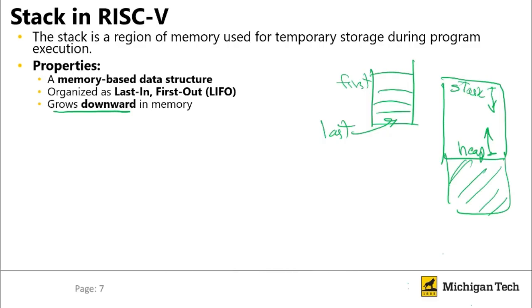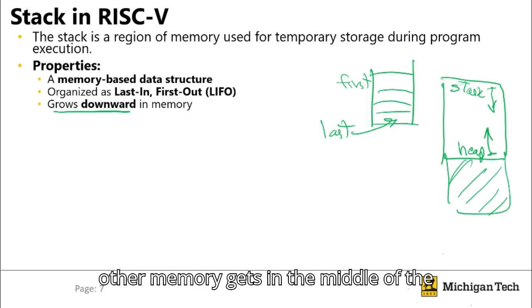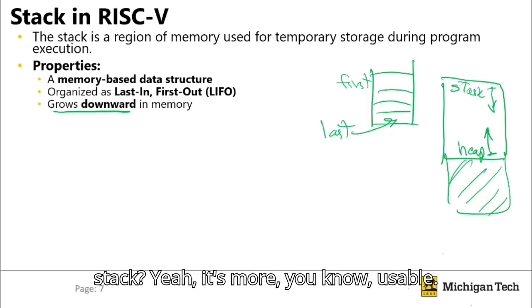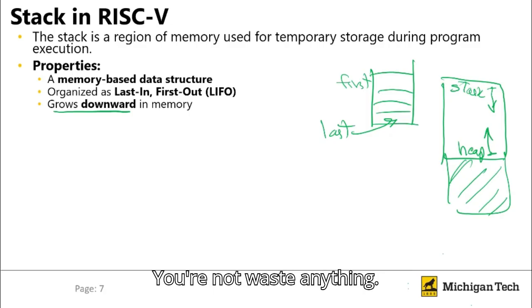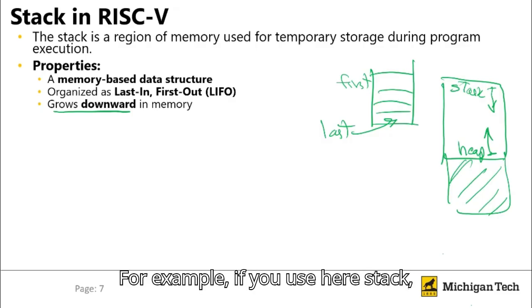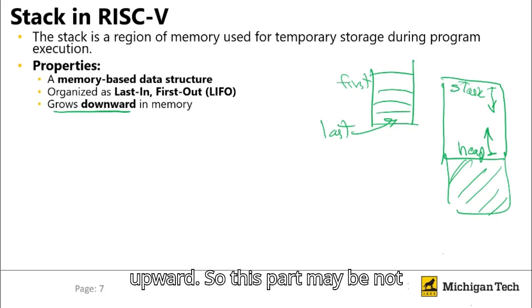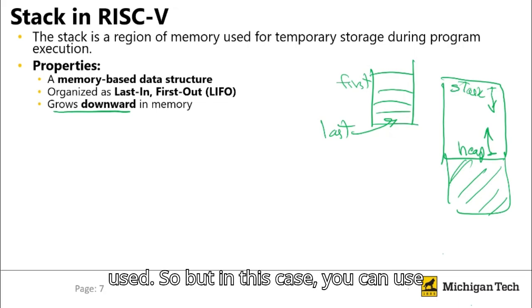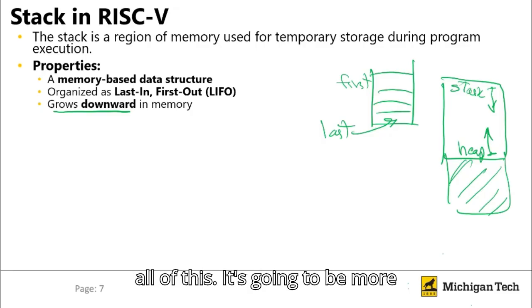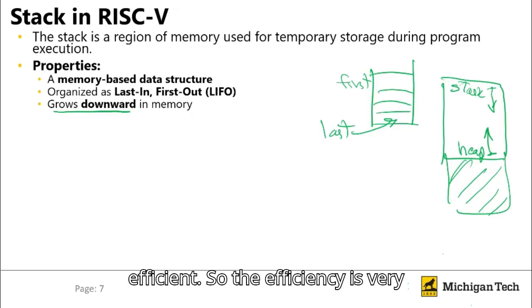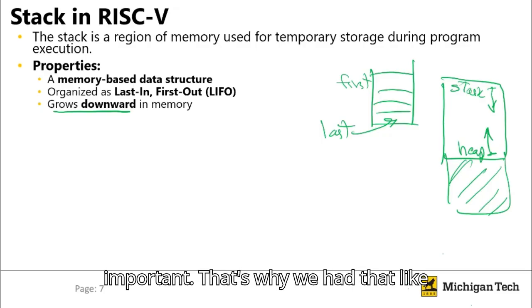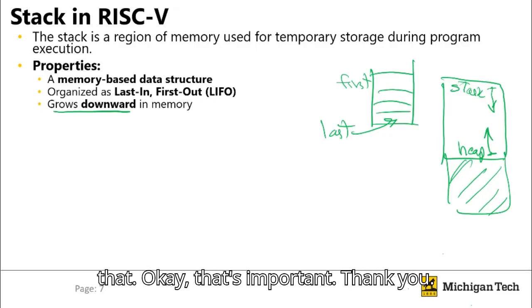Yes, so no other memory gets in the middle of the stack. Yeah, it's more usable. You don't waste anything. For example, if you use the stack upward here, this part may not be used. But in this case, you can use all of this. It's going to be more efficient. So efficiency is very important. That's why we have it like that. Okay, that's important. Thank you. It's a good question.